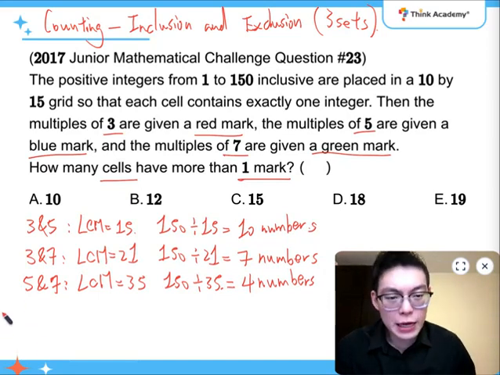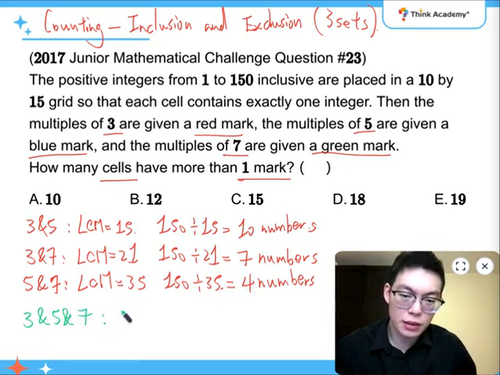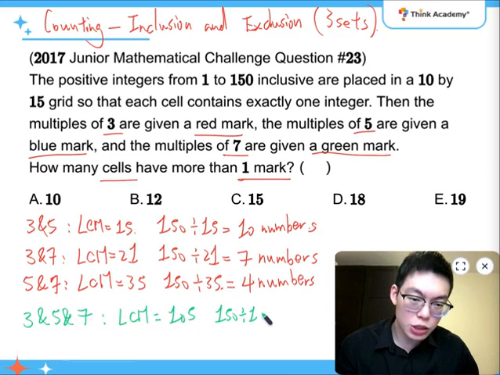And finally, there's also a possibility that it belongs to all 3 of them, right? It is a multiple of all 3 of them. So the lowest common multiple is 105, which if I have 150 divided by 105, it is 1 number only.